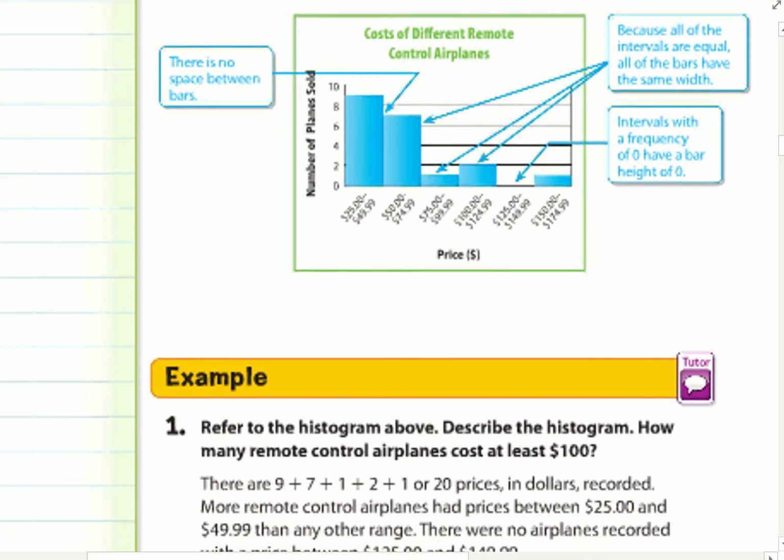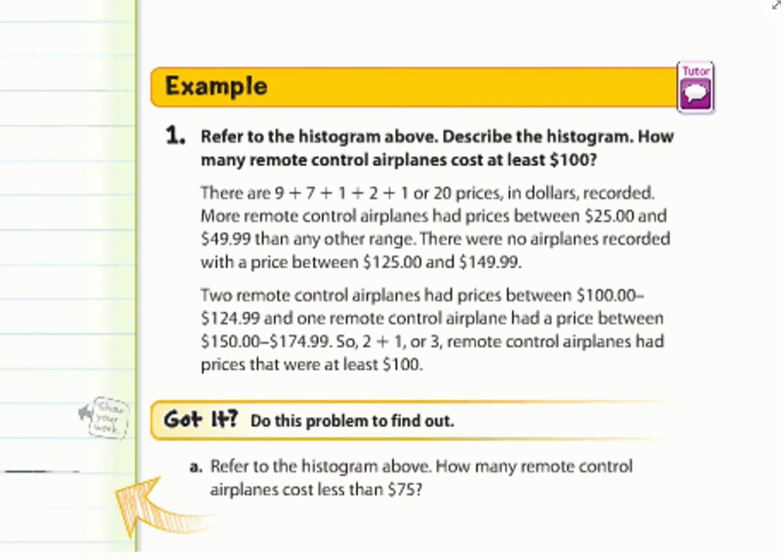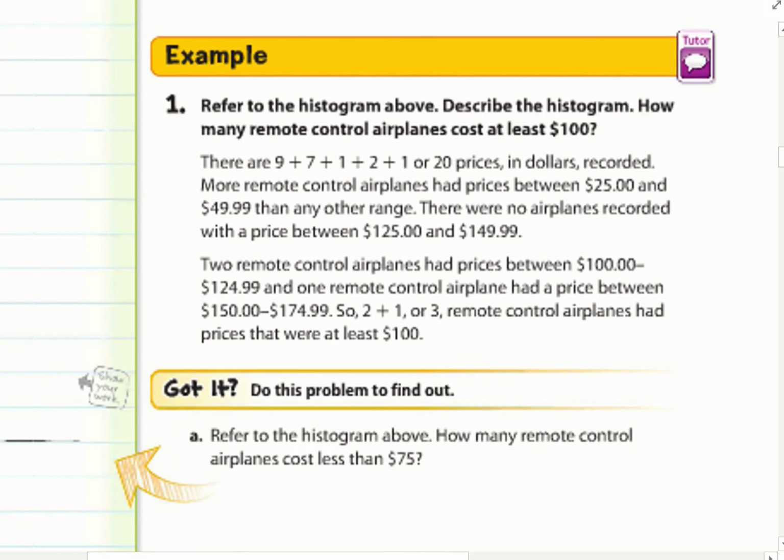Is that how many cost at least 100? So I'm going to be doing everything on the right side. So on the right side, I have 2 and 1. So 2 remote control airplanes have prices between 100 and 120. Then we have another one between 150 and 175, or 174.99. So we have 2 plus 1, so we have at least 3 that were priced at least $100.